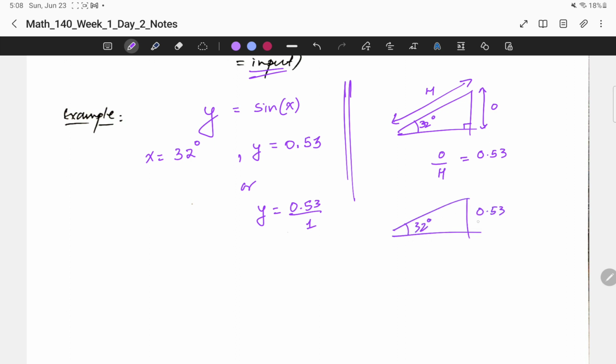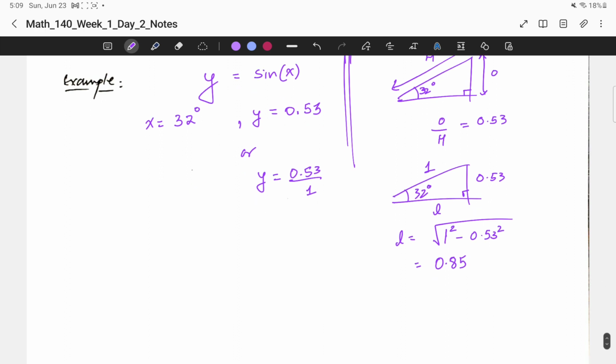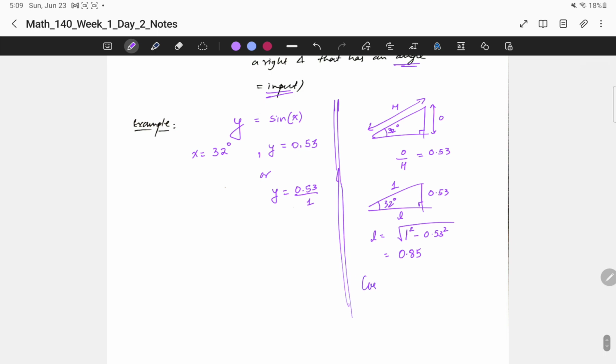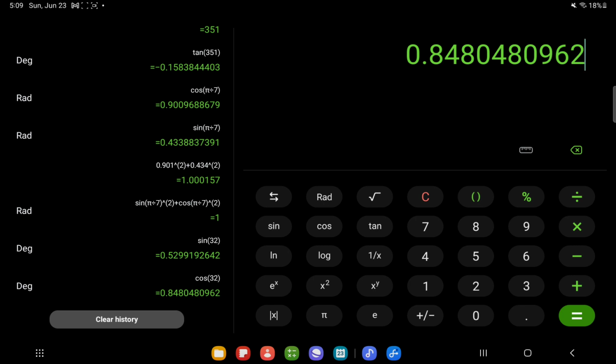Now let's verify. Let's try to solve for this x. Let's call this L here. L is going to be 1 minus 0.53 squared in the square root using Pythagoras. Square root of that comes out to roughly 0.85. So let's verify, which means that if this is correct, then using this triangle, cosine 32 should be 0.85 roughly. Let's verify. Cosine of 32 is 0.848, which is true.